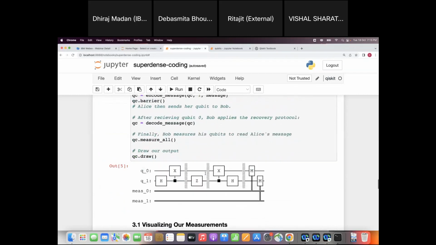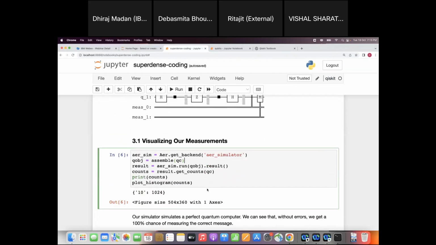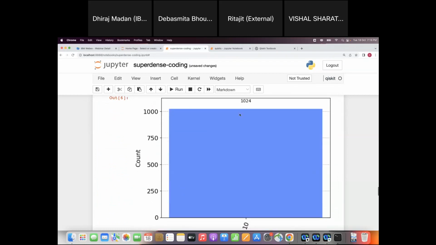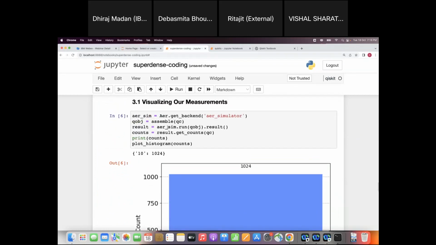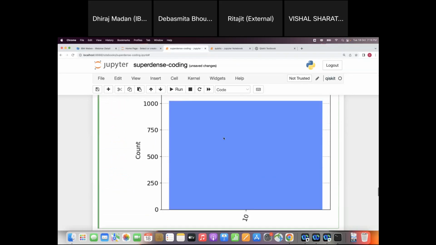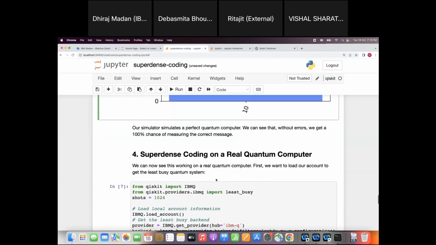Yeah. So this is the final circuit we are getting, right? And let's see if we run this, what happens. So we get 1 0 with probability 1, because we used the Aer simulator. And here we get the results, and we see that all 1024 counts gave the measurement outcome as 10. So there is no error, and we are able to send the message with a 100% chance.